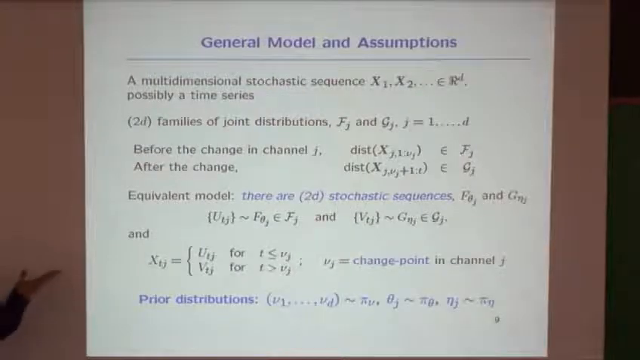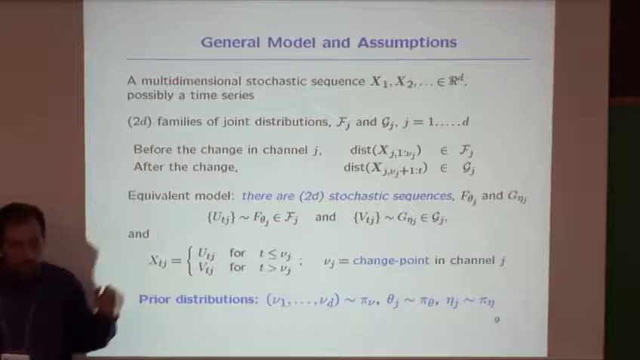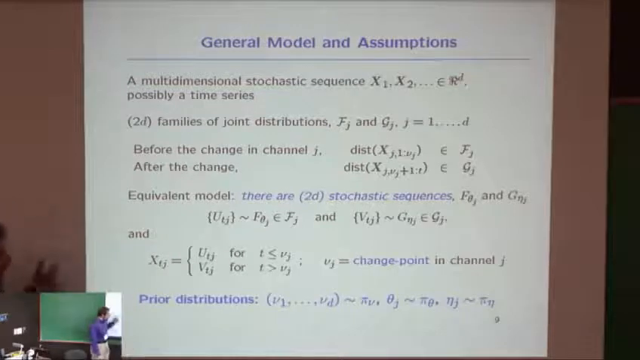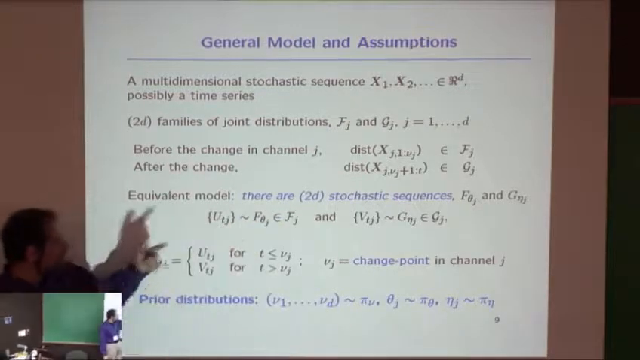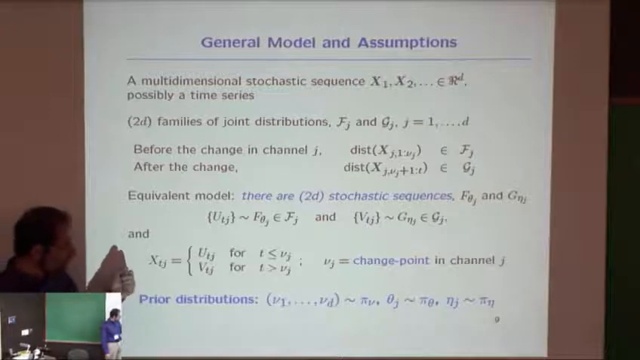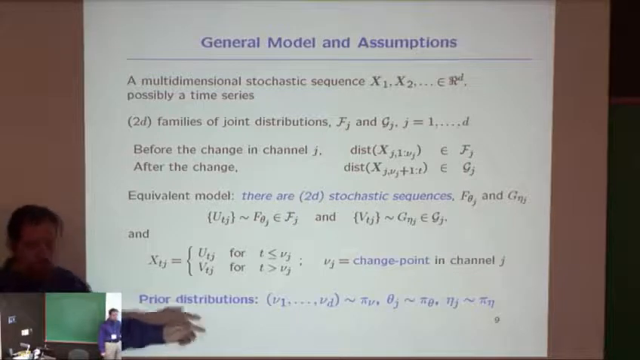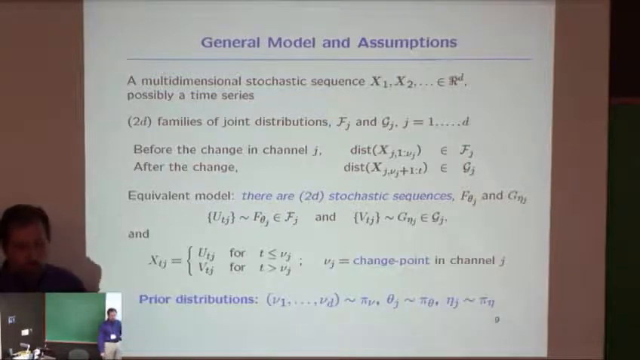So my general assumptions are that we observe a multidimensional, maybe one-dimensional, stochastic sequence. And there are 2D families of distribution. So each component switches from one distribution to another if there is a change. Now, changes can occur in one or several components simultaneously caused by the same event or at different times. There may be nuisance parameters. So each family can have some nuisance parameters. And there is prior information, a prior distribution of a change point, as well as prior distributions on all the nuisance parameters.